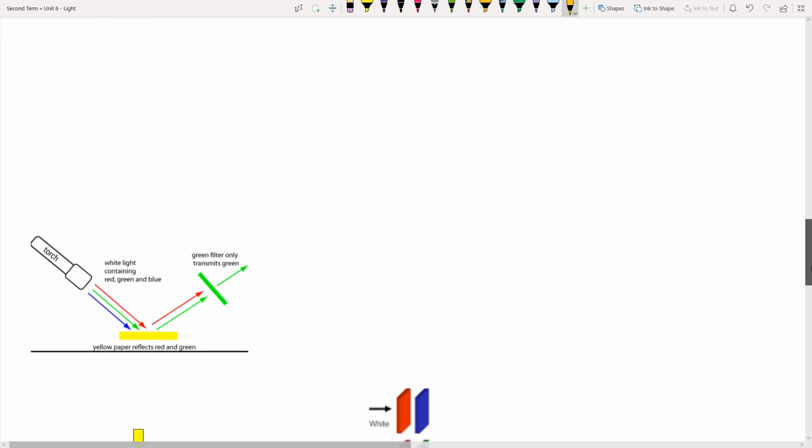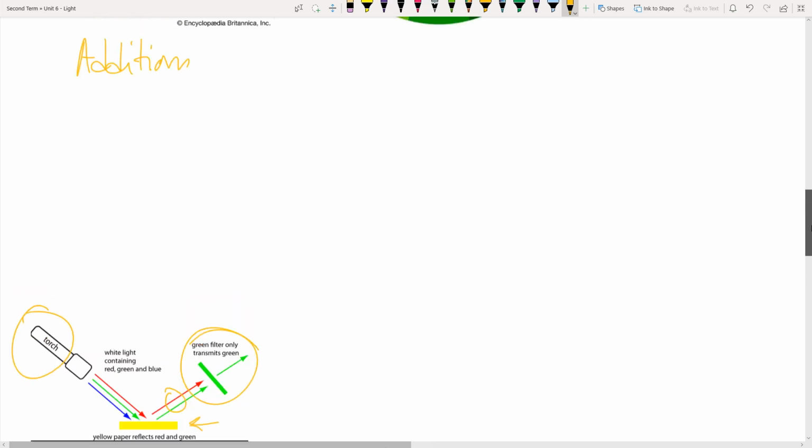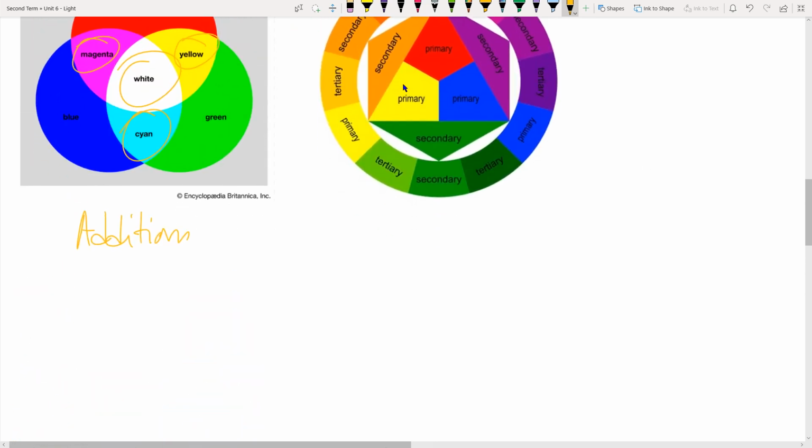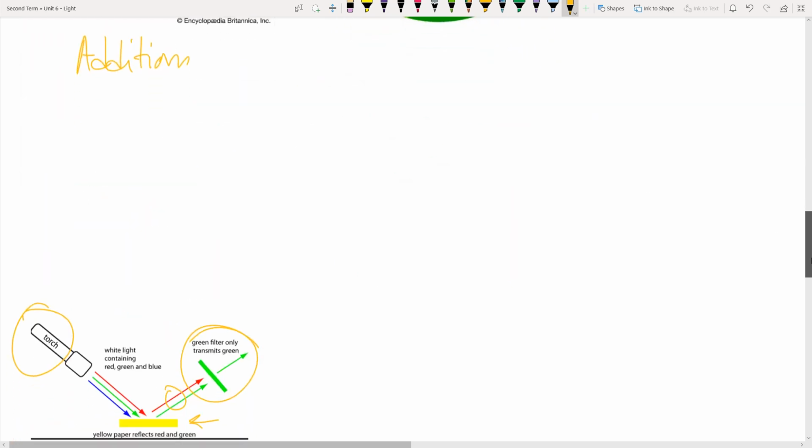Now we are going to discuss color filtration, right? So if you remember, when we talk about color filters, we were putting light on different surfaces, and if we try to filter those, what really happens, right? So if there's a yellow paper, and we put white light on it, we will see red and green coming out of it. And why is that so? Because in color addition, we studied that if we mix red and green, we get yellow, right? So that is what we get.